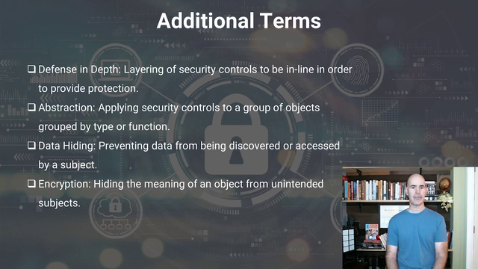security. Abstraction means applying security controls to a group of objects grouped by type or function. So in other words, you're applying all those security controls in a specific category. Data hiding means that you're preventing data from being discovered or accessed by a subject. And then encryption means you're hiding the meaning of an object from unintended subjects. So we're all somewhat familiar with what encryption is. It's basically changing the meaning of something, or taking data from one state into another that makes it so that it's not readable by unintended subjects.